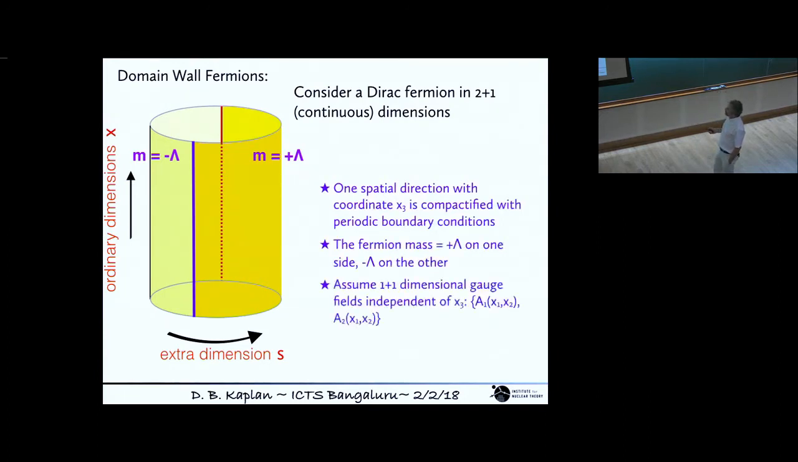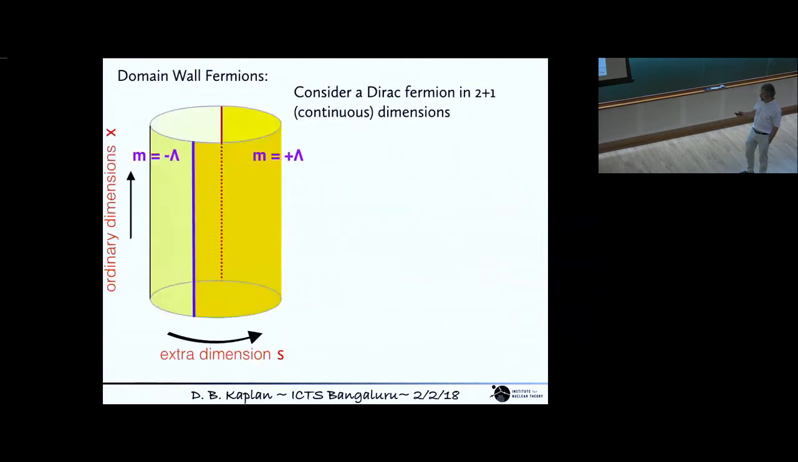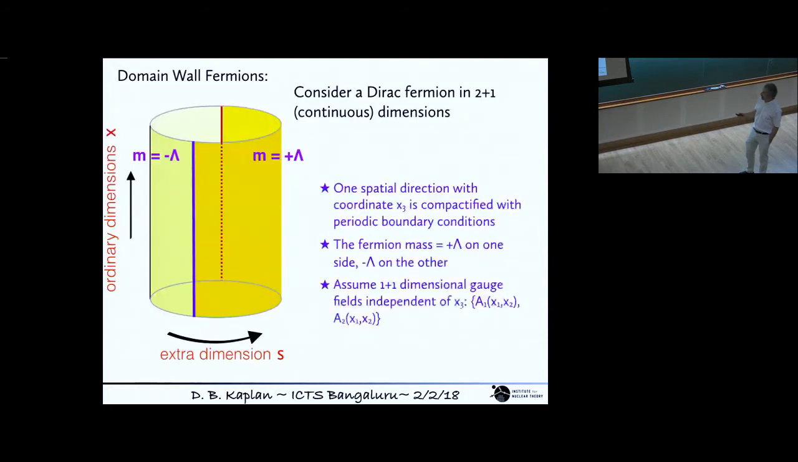So, and on top of that also, there are gauge fields, but the gauge fields are entirely two-dimensional, namely 1+1 dimensional gauge fields. They don't have a component in the third direction, and they don't depend on the extra coordinate. So you just have an A1 of x1 and x2 and an A2 of x1 and x2. Nothing, no A3 and no dependence on x3.